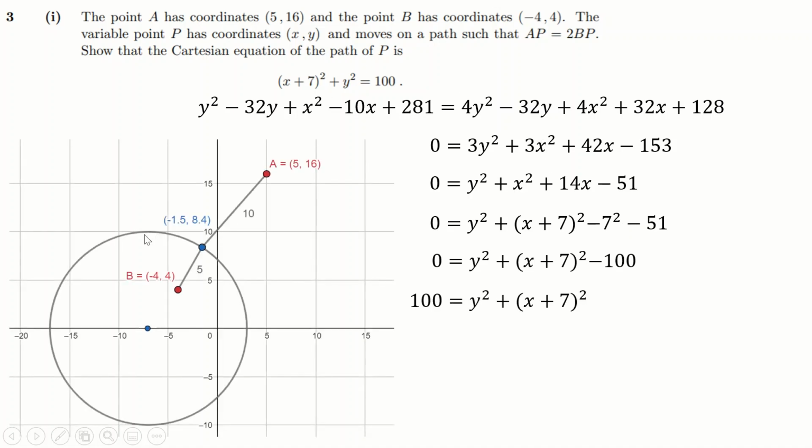So it turns out my guess was pretty good. P does swoop around here, and in the end it makes a circle with center -7, 0, and radius 10. And so if you're on any point on that circle, your distance to this point is half your distance from this point.